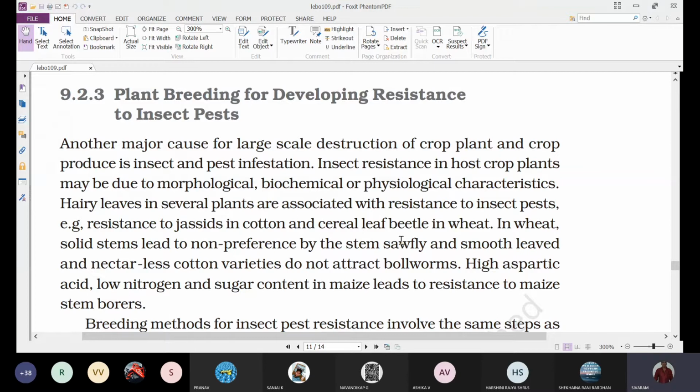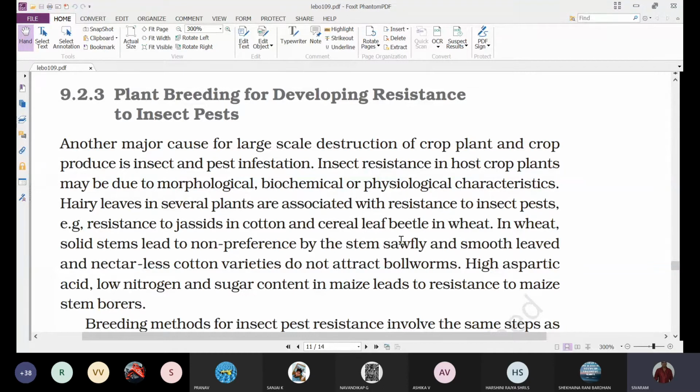That is, insects also cause damage to the crop plants. They eat away leaves, they bore into the stems, they bore into the fruits, and they eat the seeds. As a result, the yield of the crop is reduced. So we have to protect the crop plants from insects or pests.